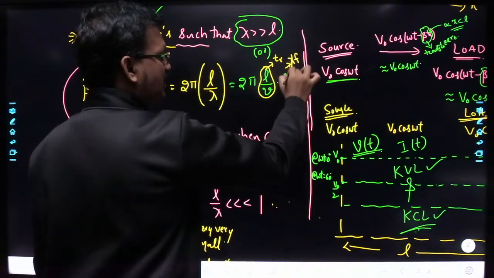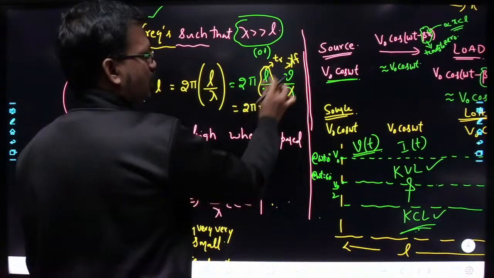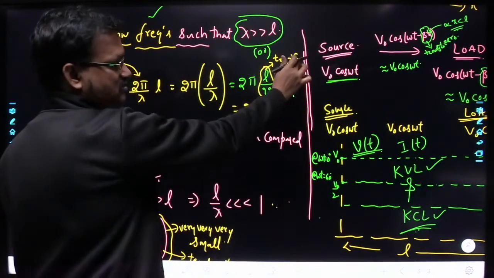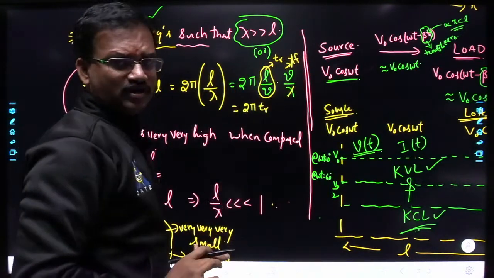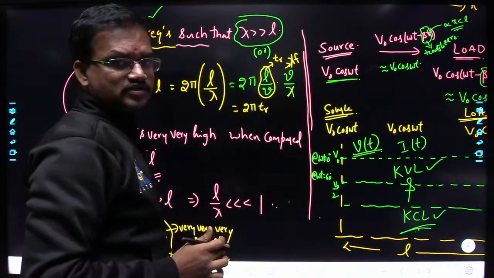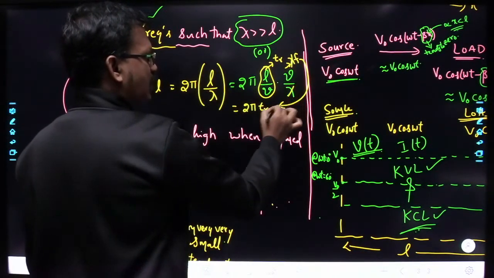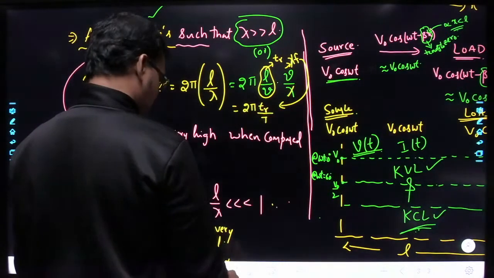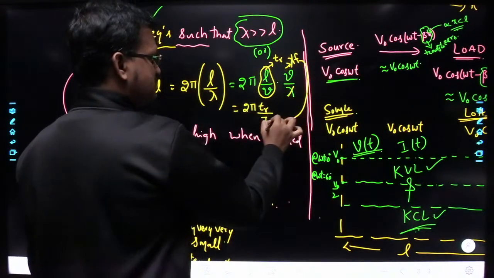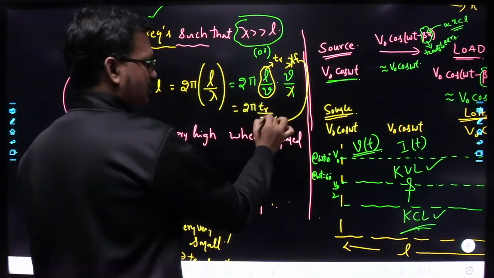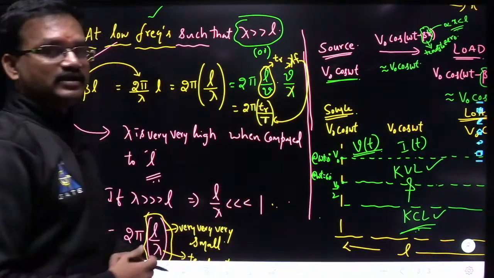So here lambda will get cancelled, and you get 2 pi into TR into F. You are having only F here, which is the frequency of the signal. How can you represent the frequency in terms of time period? That is nothing but 1 by T. So this frequency F, I can represent as 1 by T. So this is equivalent to 2 pi into TR by T.